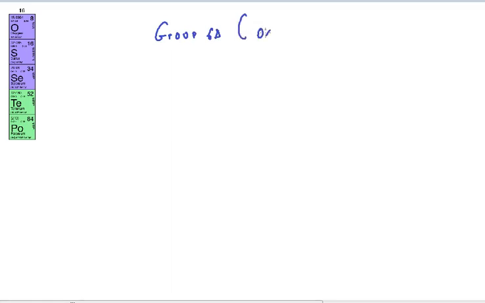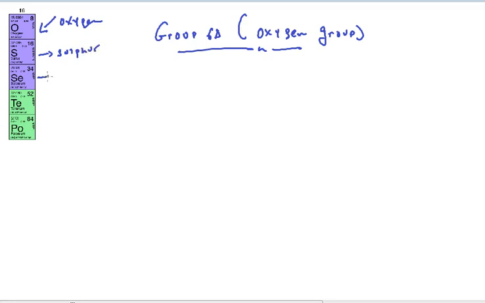It's called the oxygen group. As you see from here, oxygen is the main element. It's found on the top. That's oxygen. Then you have sulfur here, and you have selenium here, and tellurium, and lastly you have polonium.